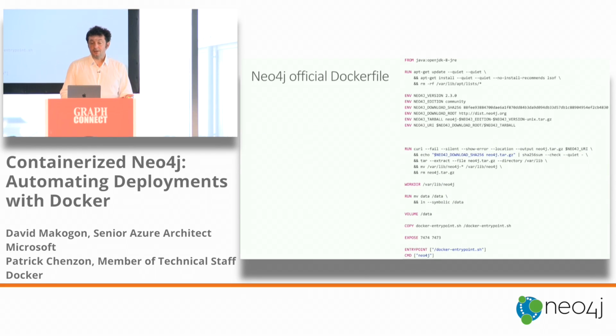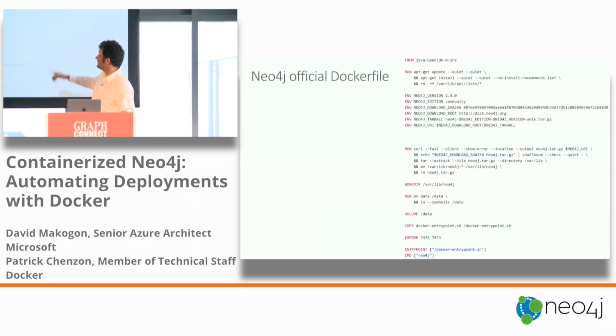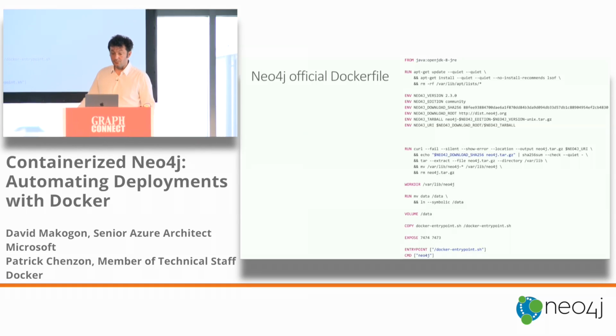The official Neo4j Dockerfile is pretty simple. It's just setting a bunch of environment variables, installing some packages, installing Neo4j, and setting up an entry point for it.